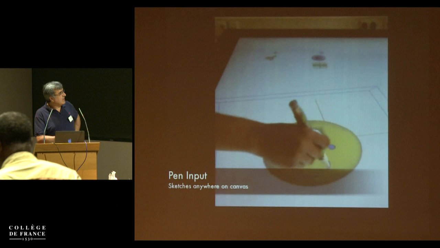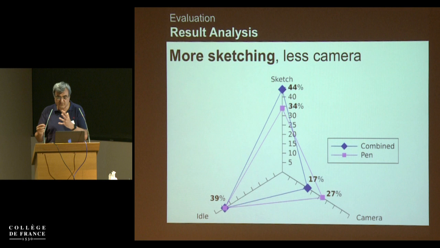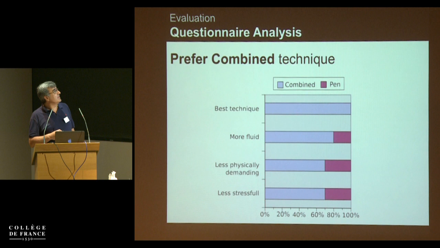We did a couple of user studies. I cannot bother you too much with details, but this is expected. What did we find out? That the nature of the task did change from when you use just one hand, which was the traditional version of the interface, to when you used both hands: you tend to do fewer camera movements and you tend to do more sketching. Unfortunately, we could not do anything about idle. So maybe there is further research hidden here behind what you can do with 40% of the time that you're modeling. And people did like the pen, the combined technique. Everybody thought it was the best, that it would allow more fluid interaction, less physically demanding, less stressful.